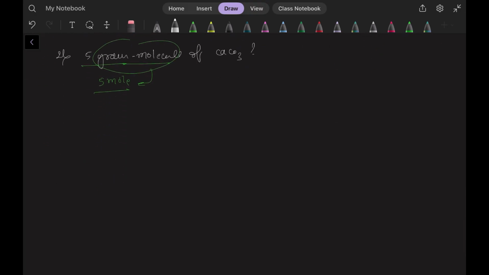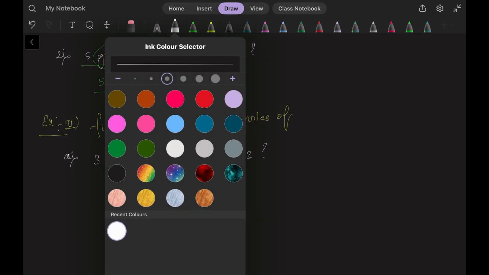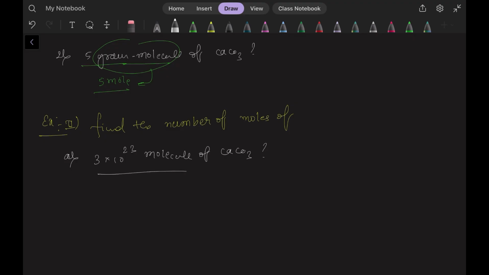Next we can solve some questions related to the second condition, that is number of particles. Find the number of moles of: first question, 3 into 10 to the power of 23 molecules of CaCO3, calcium carbonate. इसमें कितना number of moles है, you have to find out.